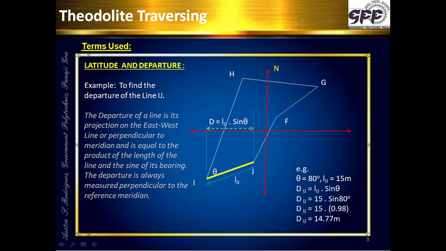So today what we have done is we have tried to understand the terms bearings, whole circle bearing, reduced bearing, quadrantal bearing, latitude, and departure. We have also performed some calculations in order to understand the bearings, the reduced bearing, the whole circle bearing, and how we get the values of latitude as well as departure.